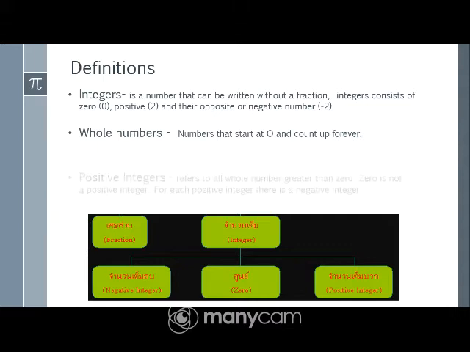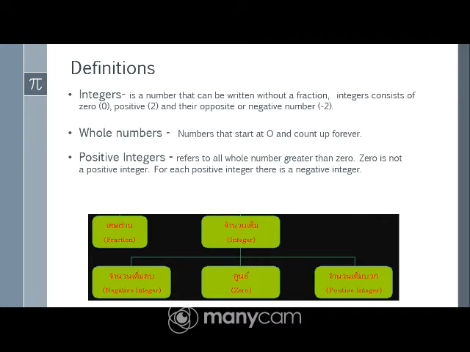Let's keep going. Positive integers. What are positive integers? They refer to all whole numbers greater than 0. 0 is not a positive integer. For each positive integer, there is a negative integer. Don't forget that. It's going to be very important, everyone, and I will remind you again. For each positive integer, there is a negative integer.